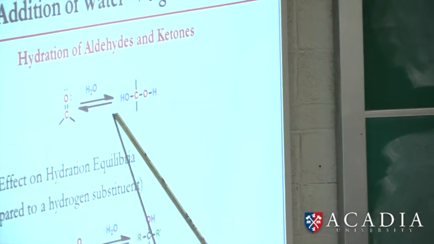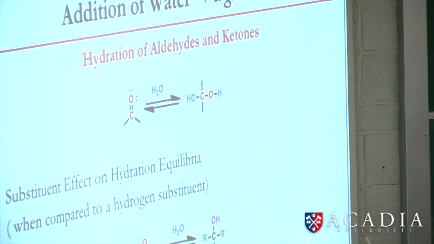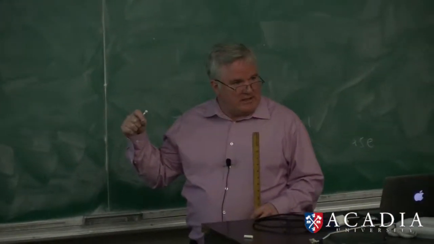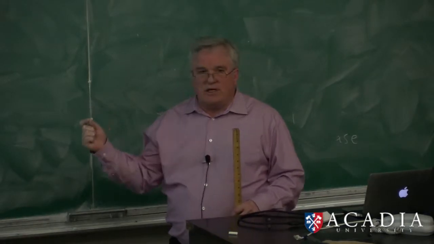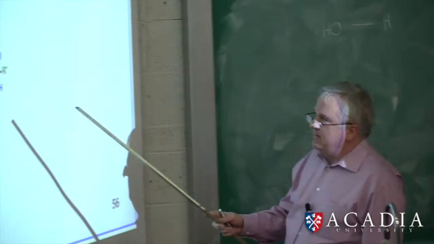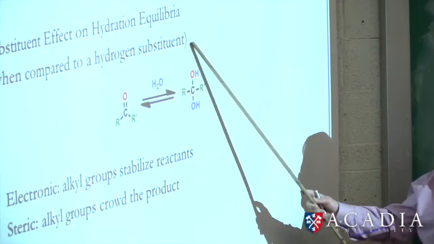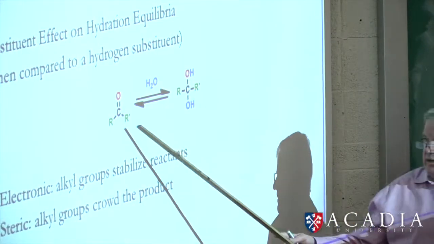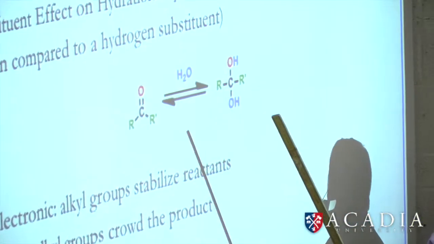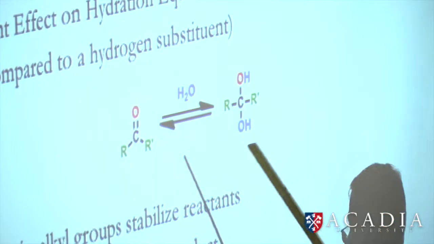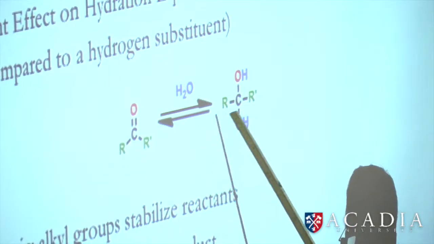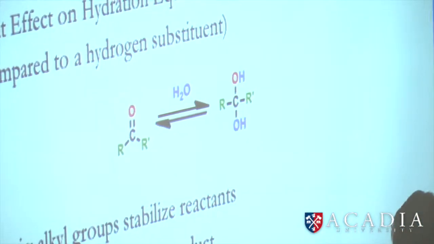It's very much an equilibrium reaction. Thinking back to what we just discussed, this is very much an equilibrium reaction. We have substituent effects on this equilibrium. Aldehydes are going to favor hydration versus the carbonyl compound, and ketones are going to be less reactive and also less stable, and ketones will be much less likely to exist in their hydrate form.